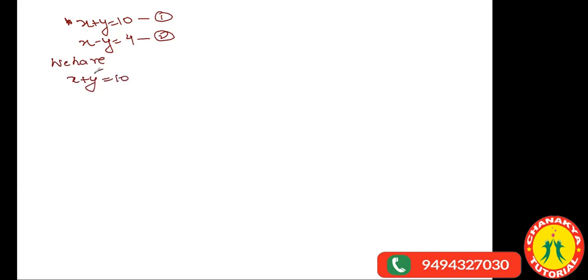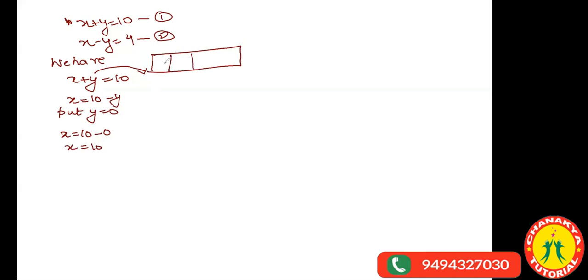Clear? Now transpose this y to the right hand side, so it will be x equals 10 minus y. Clear? Yes, ma'am. Okay. Now put y is equal to 0 first of all. I have already told you to find the end points. Put x is equal to 0 one time, then put y is equal to 0. So when you put y is equal to 0, the value of x will be 10 minus 0. So make a table, beta, like this: x and y. When y is 0, the value of x is 10.